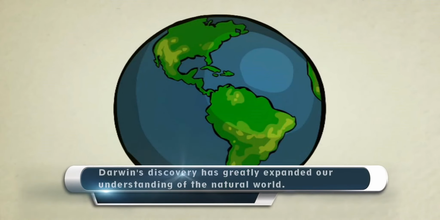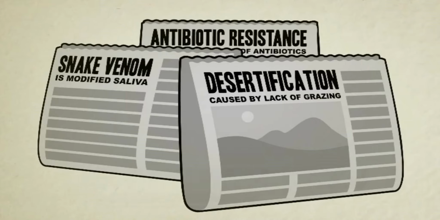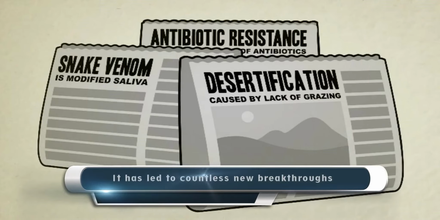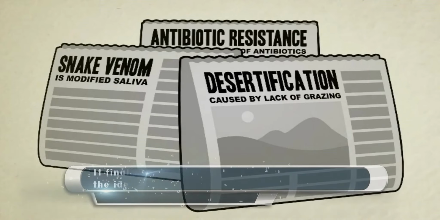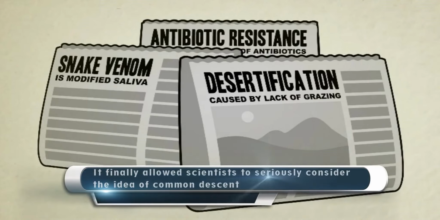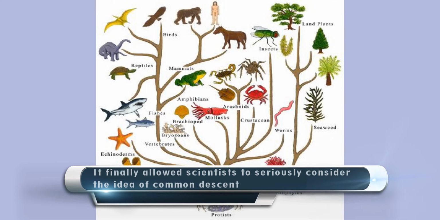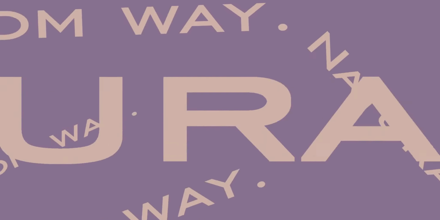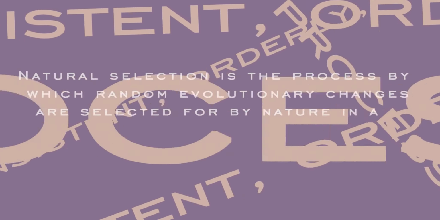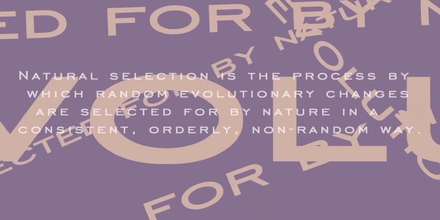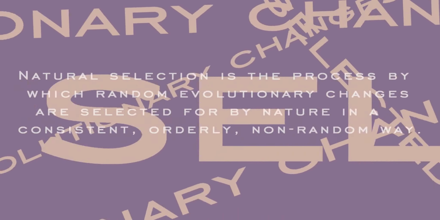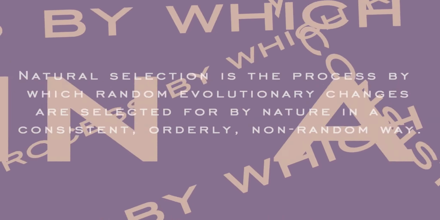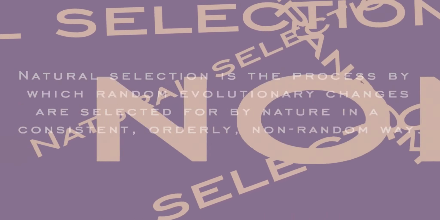Darwin's discovery has greatly expanded our understanding of the natural world. It has led to countless new breakthroughs, and it finally allowed scientists to seriously consider the idea of common descent. So to sum things up, what is natural selection? Natural selection is the process by which random evolutionary changes are selected for by nature in a consistent, orderly, non-random way.